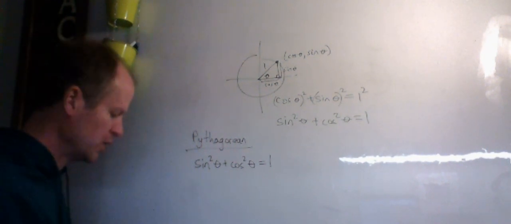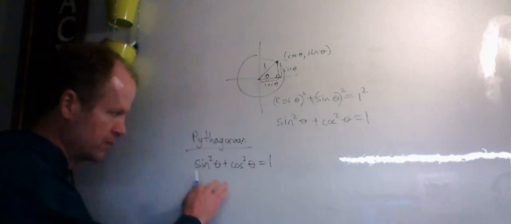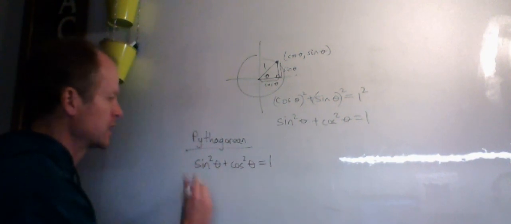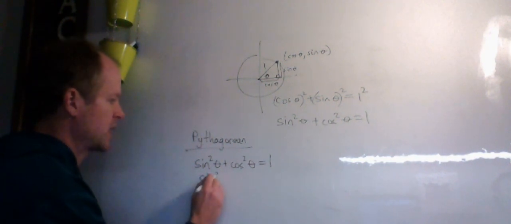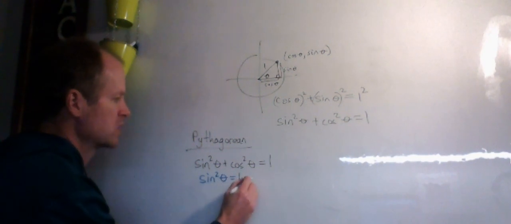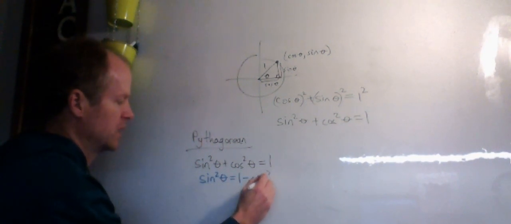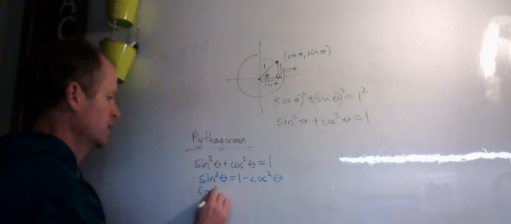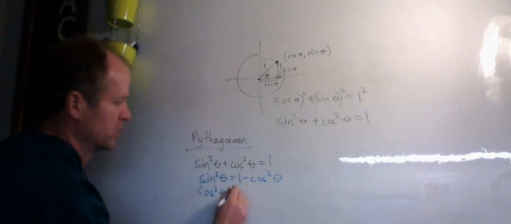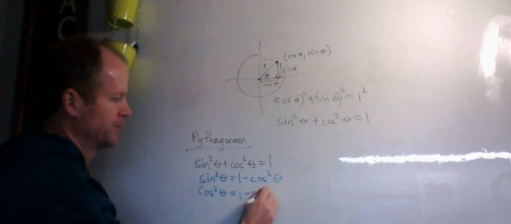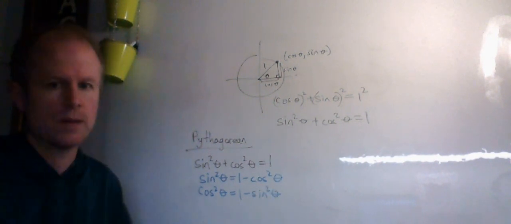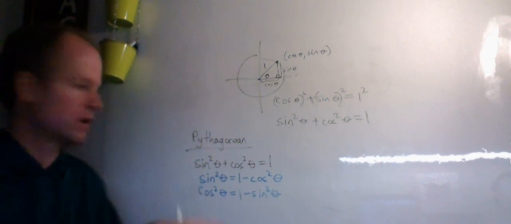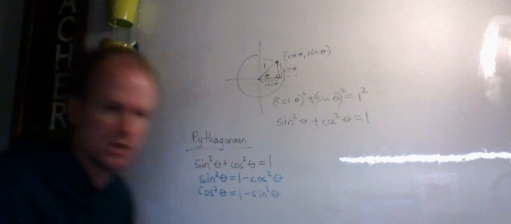We can also derive a couple others from this one. If I move the cosine over, I can see that sine squared of theta is 1 minus cosine squared of theta. I can also see that cosine squared of theta, if I move sine squared over, is 1 minus sine squared of theta. Those are just based on some algebra, shifting one term to the other side.